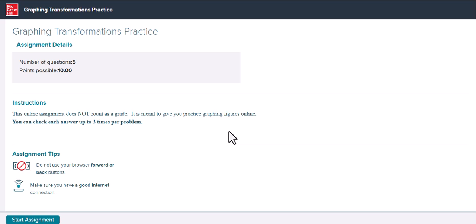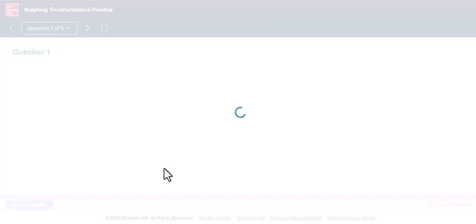Then after it is loaded up, it should look something like this. It says there are 5 questions and 10 possible points. Don't worry about the points. If you read the instructions here, this online assignment does not count as a grade. It's just meant to give you some practice problems. You can actually check your answer up to 3 times per problem. So let's go ahead and start this. I'm going to do the first couple problems with you, and you're going to try the rest on your own.